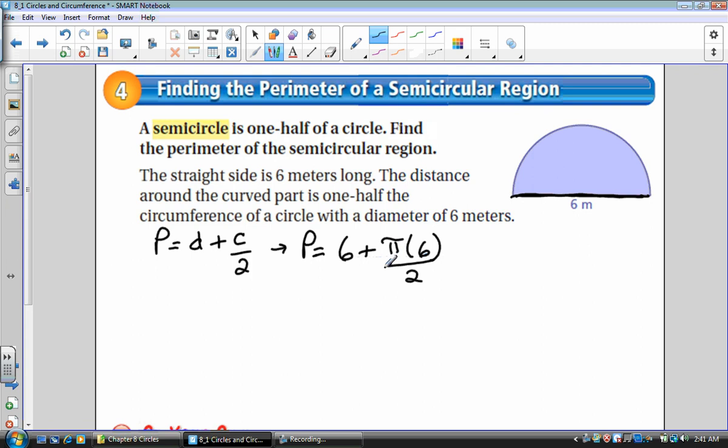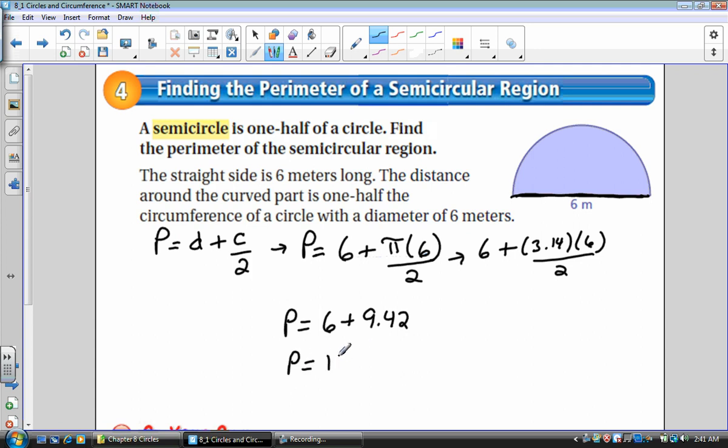So if we do a little math here, we have to use our order of operations. So we have to do the pi times the 6 divided by 2. All right, so that's going to be 6 plus the 3.14 times the 6. We're dividing that by 2. So the perimeter is going to be equal to the 6 plus 9.42. So the perimeter is going to be equal to 15.42. Right, and those are going to be meters.